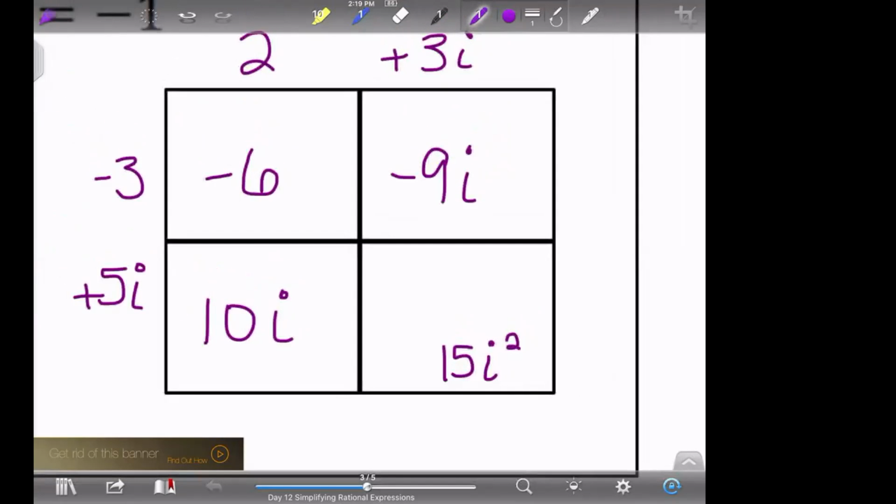But remember earlier we discussed that we're never allowed to leave i squared in a problem. So we've got to take this i squared out and we're going to replace it with negative 1. Well, then it becomes 15 times negative 1. So this box actually has a value of negative 15.